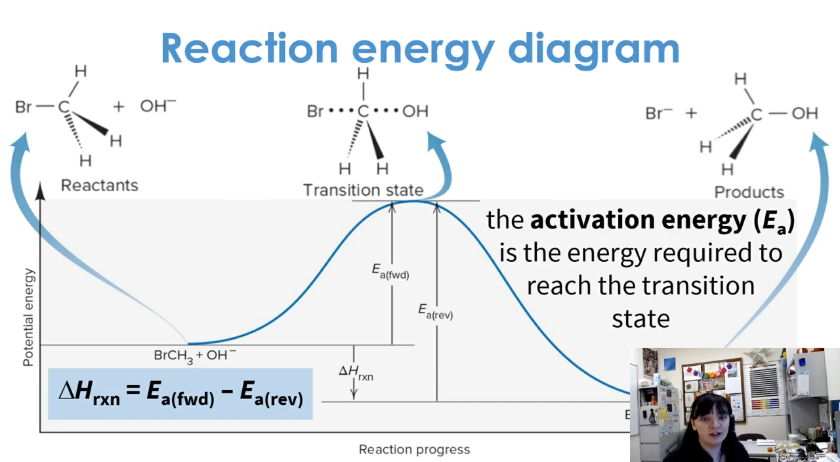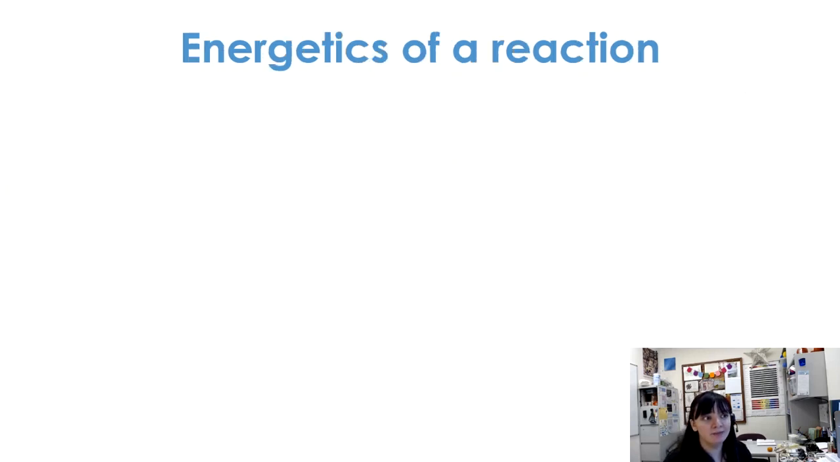Really just the difference between those two EAs, right? That is our overall change in energy for the whole process. Now, in this reaction in particular, we can see that the delta H is negative, meaning that this is an exothermic reaction, but endothermic reactions are going to have a similar look to them as well.